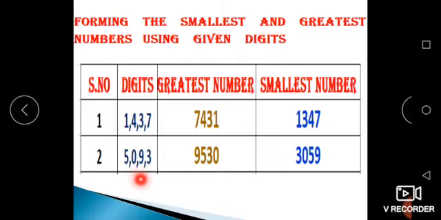Yes, we know 0 is the smallest number, but don't put 0 in the first place, because if we set 0 as the first digit, it will become a lower-digit number. We need a 4-digit number. So always put 0 in the second place. So which is the smallest number of 5, 9 and 3? Yes.